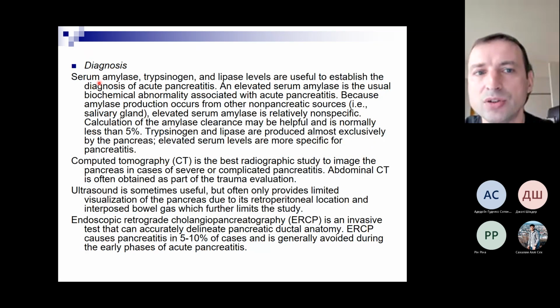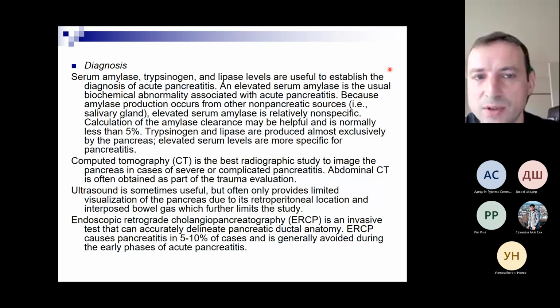In diagnosis, pay attention to serum amylase, trypsinogen, and lipase levels, which are useful to establish the diagnosis of acute pancreatitis. An elevated serum amylase is the usual biochemical abnormality associated with acute pancreatitis. Because amylase production occurs from other non-pancreatic sources, elevated serum amylase is relatively non-specific. Calculation of the amylase clearance may be helpful and is normally less than 5%.